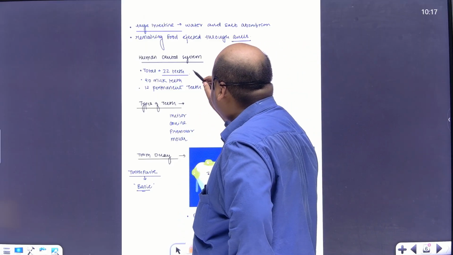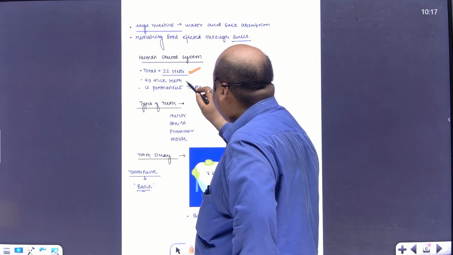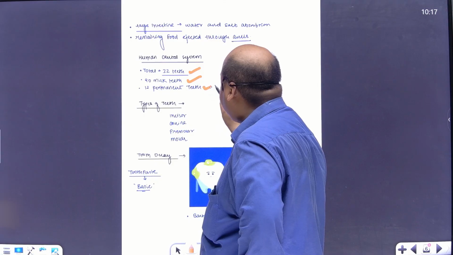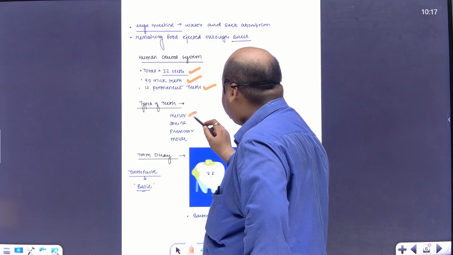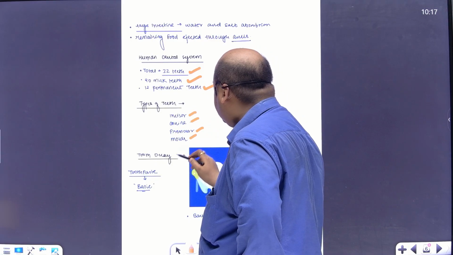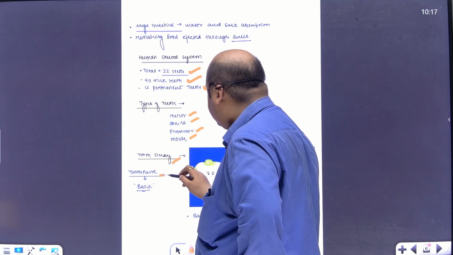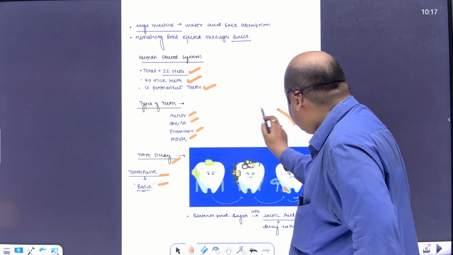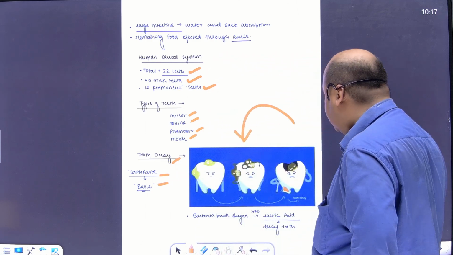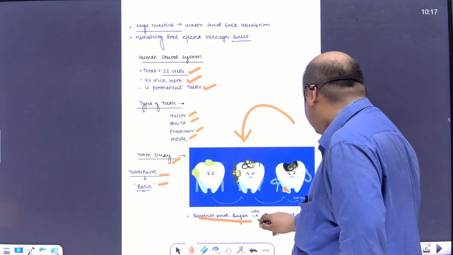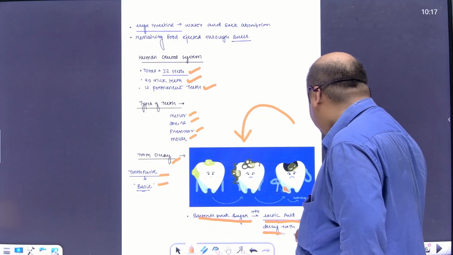A human has 32 teeth: 20 milk teeth and 32 permanent teeth. The types of teeth are incisor, canine, premolar, and molar. You can see a dental doctor for these things. It is important: bacteria break down sugar into lactic acid and decay teeth.